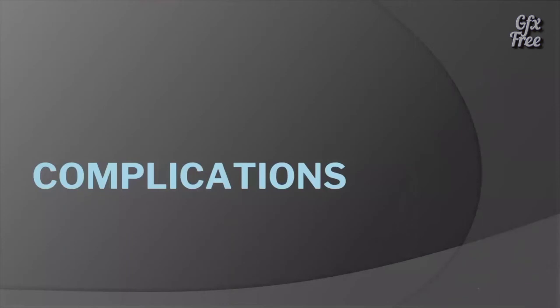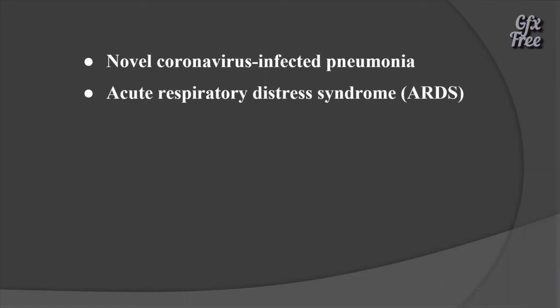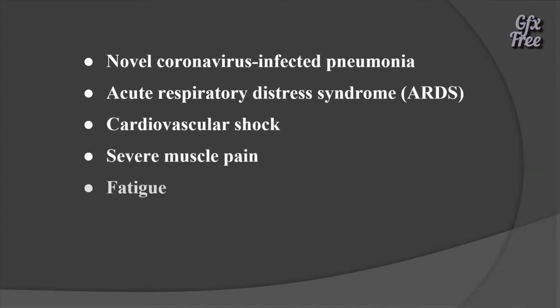Some of the complications of coronavirus or COVID-19. There are cases detected with novel coronavirus infected pneumonia, as it is mostly infecting the lungs or the respiratory system. Acute respiratory distress syndrome is reported, cardiovascular shock in most of the cases, severe muscle pain, fatigue, and heart attack.